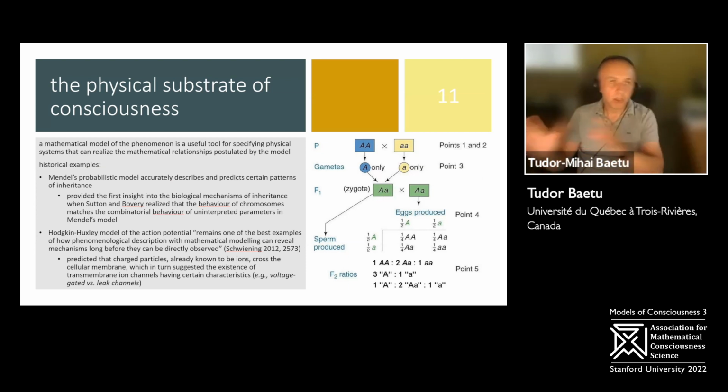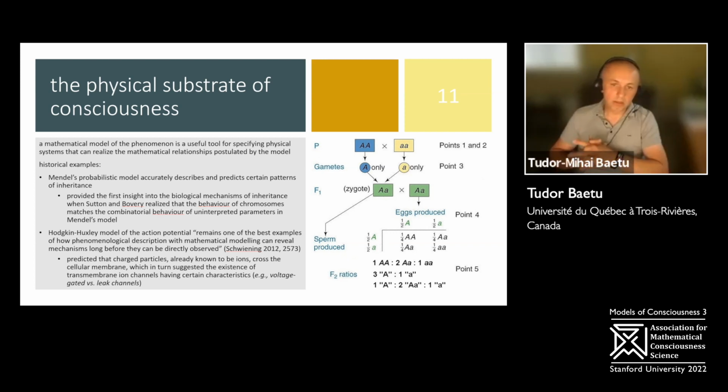So this was the phenomenon, the model of the phenomenon, the mathematical characterization of the phenomenon. How do we go from this mathematical characterization of the phenomenon to the substrate or mechanism responsible for that phenomenon? Well, there are many historical precedents in biology where a mathematical model of the phenomenon proved to be a very useful tool for specifying physical systems that can realize or implement, if you want, the mathematical relationships postulated in the model.